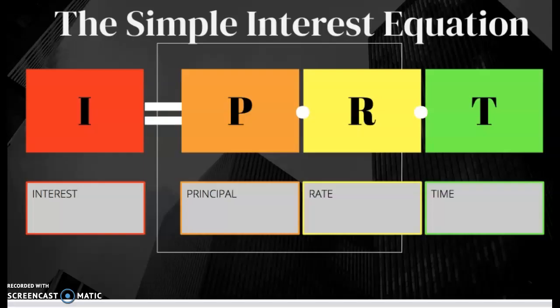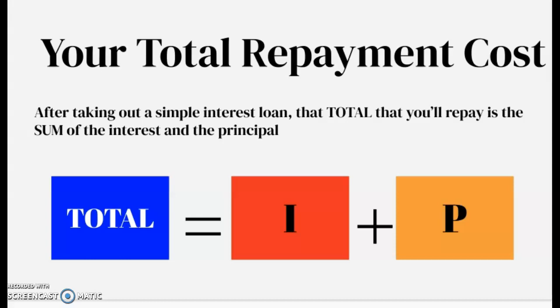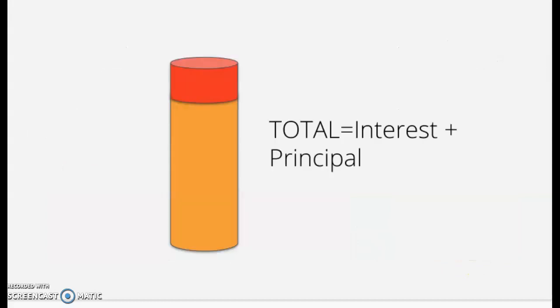This simple interest equation is I equals P times R times T. The I stands for interest. The P is the principal. That's the original amount of the loan. The rate is R, and that's expressed as a decimal. And then the T is the time. So I equals PRT. Now, if we want to know what our total repayment cost is, or the total amount that would be in our investment account, the total is the sum of the interest and the principal. We saw that earlier here.